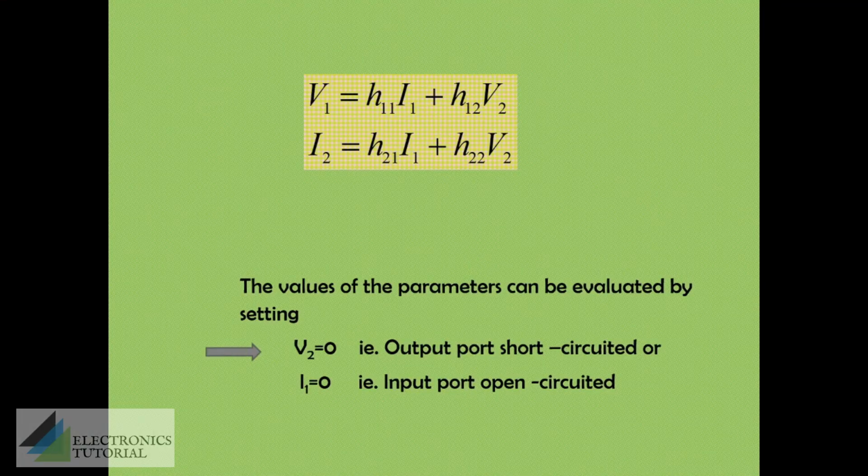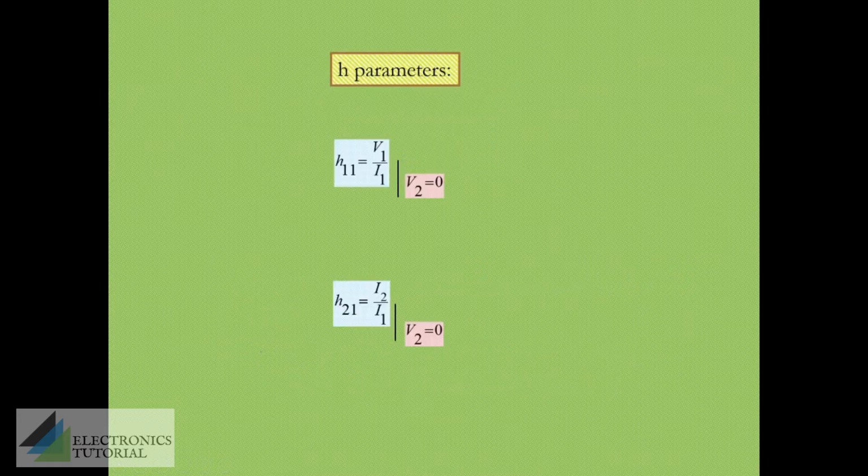Applying the same condition in the second equation, this term will become 0 and the remaining will be I2 is equal to H21 into I1. From that, we'll get H21 as I2 divided by I1. So from the first case, V2 is equal to 0, we get two parameter values, H11 and H21. H11 is equal to V1 by I1 when V2 is equal to 0, and H21 is equal to I2 by I1 when V2 is equal to 0.